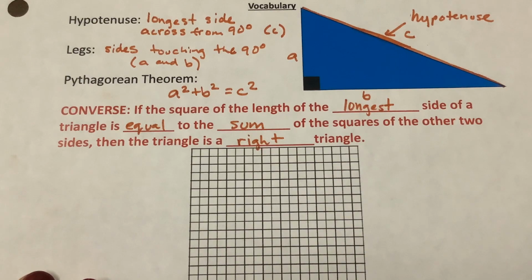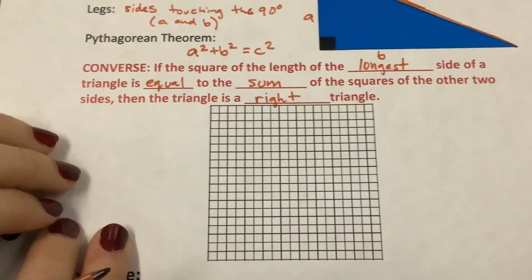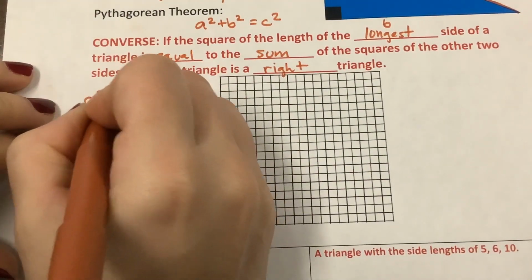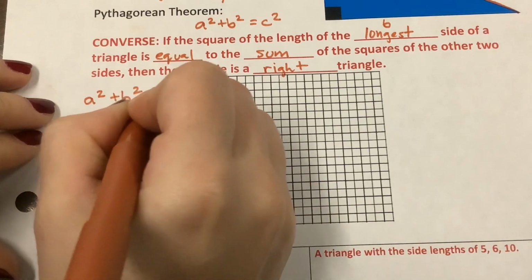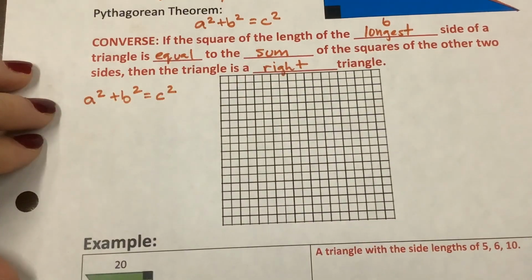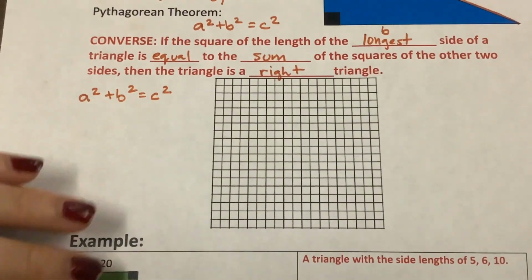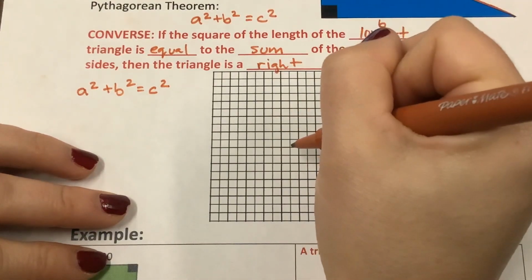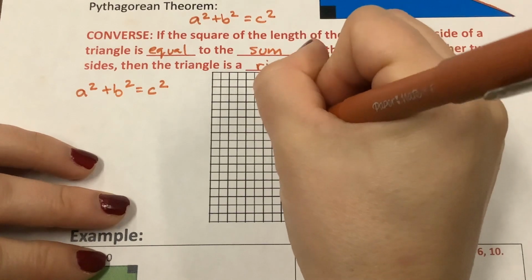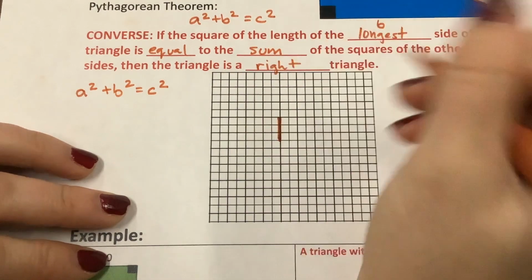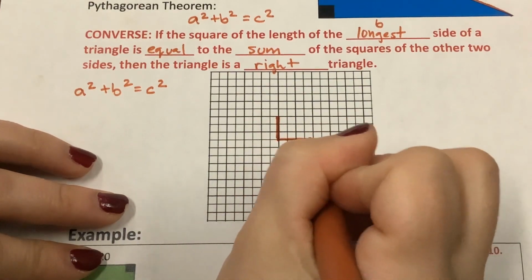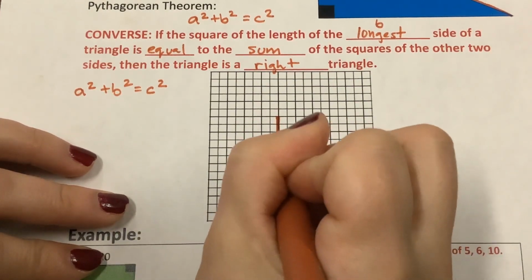Okay, and we are going to illustrate this using area as our proof. So the whole thing is A squared plus B squared is equal to C squared. We're going to start with a 3, 4, 5 triangle. So we're going to go in the middle of our grid here, and I want you to outline a length of 3 and then a length of 4 connecting it. So it looks like an L.